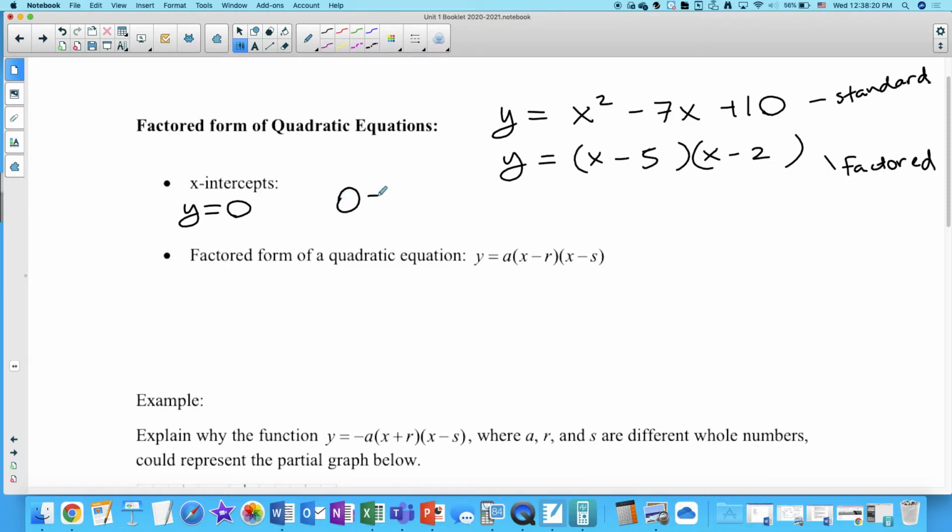We talked about this on the first day. If you're multiplying two things together, in this case two factors, and the answer is 0, one of them must be 0. So we can tell that either this is 0 or this is 0. Okay? If the first one's 0, x minus 5 is 0, that means x is 5, because 5 minus 5 is 0.